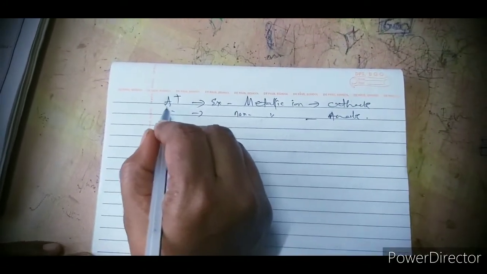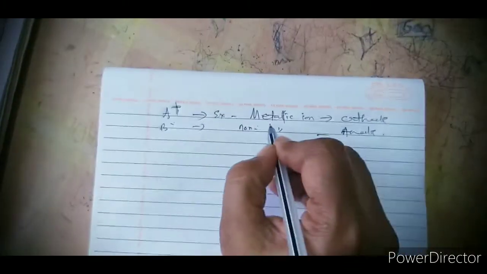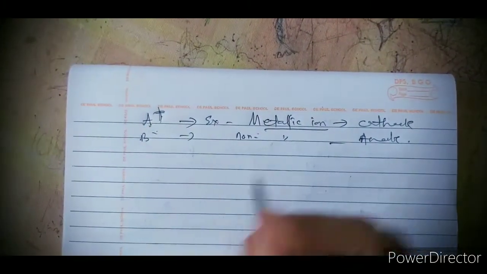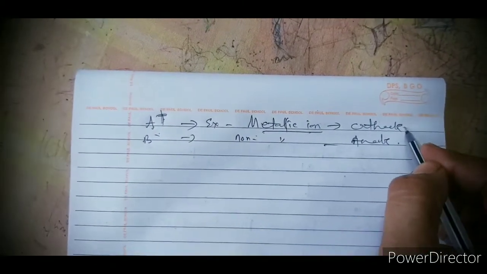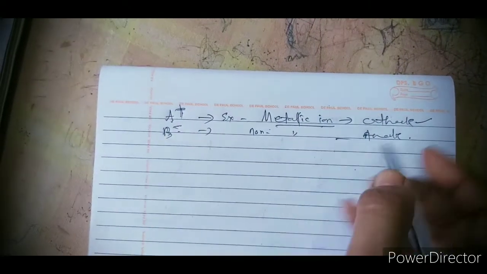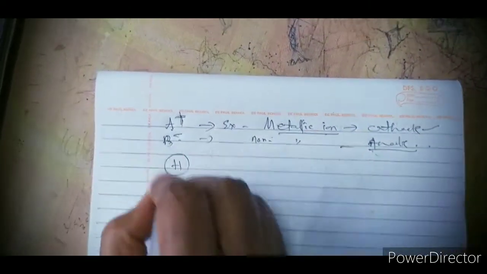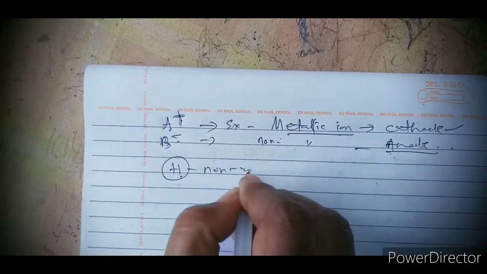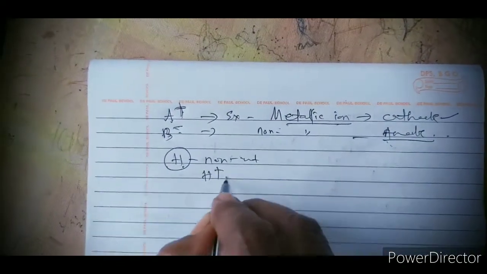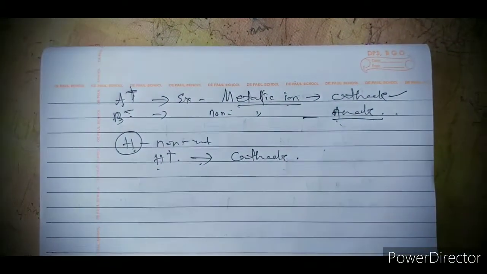So here the A plus ion is known as your cation, and examples are metallic ions, which are known as cations, and they move towards the cathode. And B minus, this one is your non-metallic ion, they move towards the anode. The most important is hydrogen. It is a non-metal, but it loses an electron to become H plus ion and it moves towards the cathode. This one is most important for us.